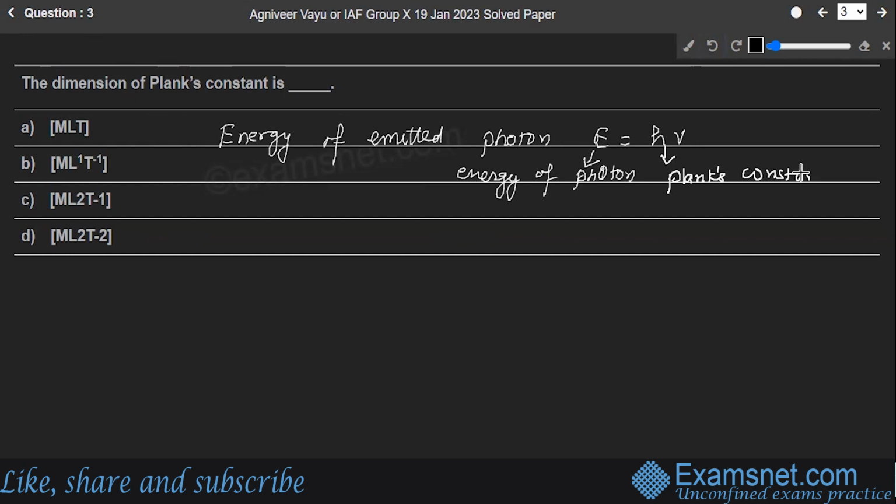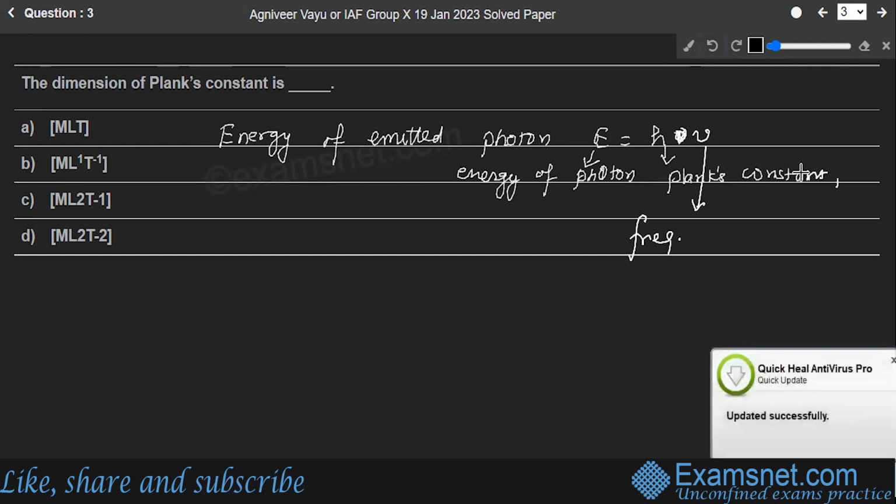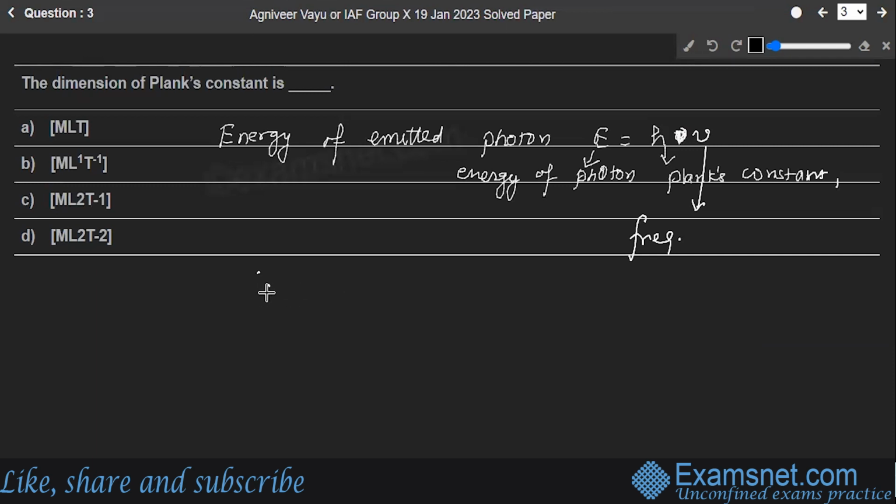This is not V, this is frequency actually. So this is your frequency of the emitted photon, right? Therefore, H, that is Planck's constant, is equal to E upon frequency. So you can easily get the dimensions from here.